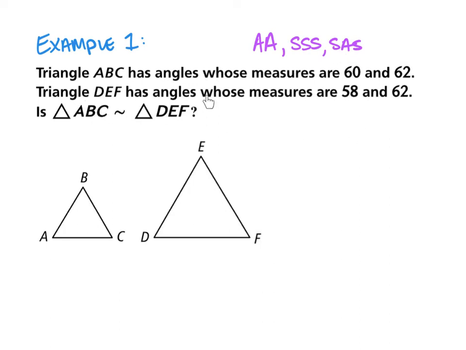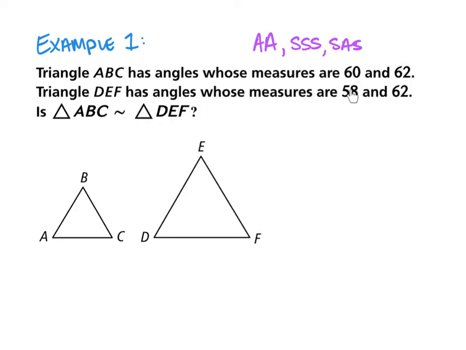So in this first picture, it says triangle ABC has angles whose measures are 60 and 62. Triangle DEF has angles whose measures are 58 and 62. Is triangle ABC similar to triangle DEF?